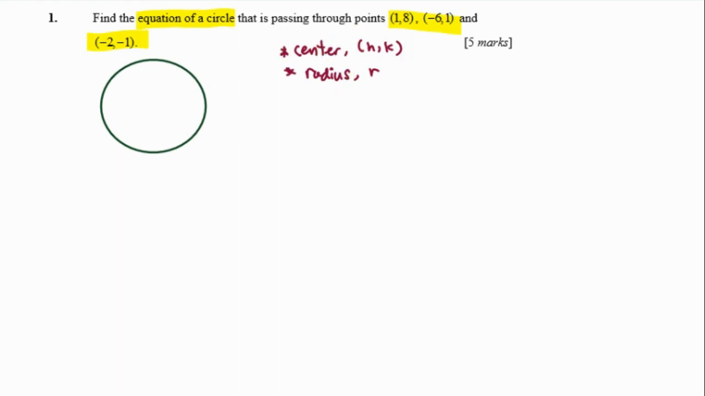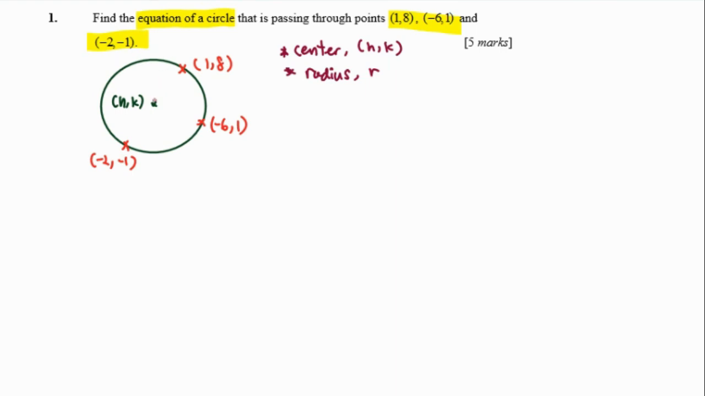For this situation, our circle is passing through 3 points, where the first point is (1, 8), the second point is (-6, 1), and the third point is (-2, -1). Meanwhile, our center here will be (h, k). In order to find our center, we need to find what our h and k are. So we have two unknowns here, and we need to build two equations.